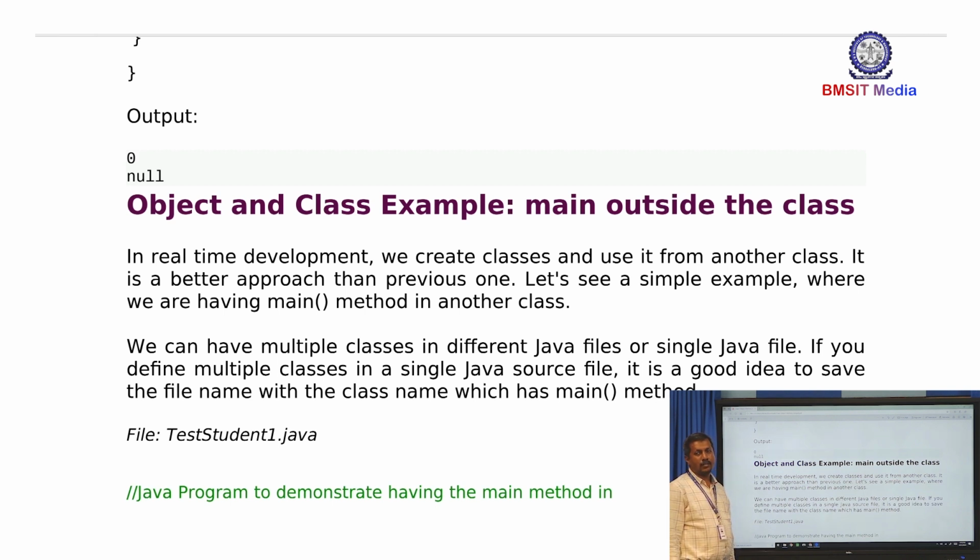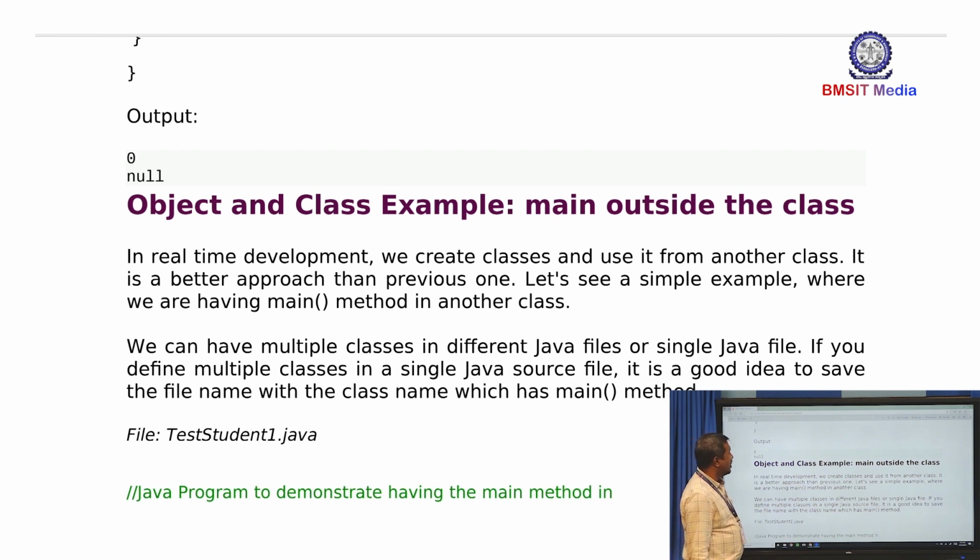It is a better approach than the previous one. So why is it a better approach? Because we are not combining class and the main in a single block. We are dividing that into two blocks. One is our class block, the other is a main block. Because of that, comparatively it is a better approach compared to the previous one.